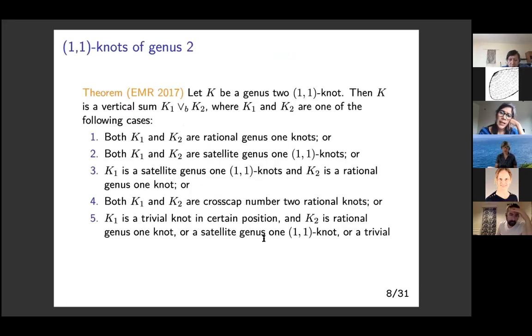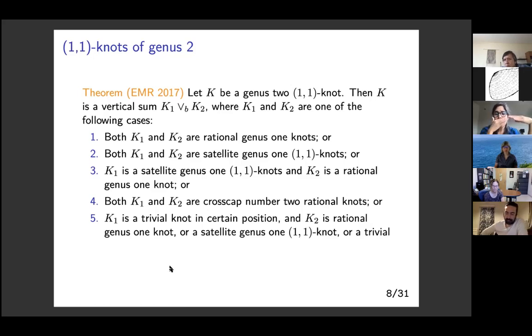In the genus 2 case, we were able to classify such knots into the following types. A genus 2 1-1 knot will be a vertical sum of two rational genus 1 knots, or two satellite genus 1 knots, or maybe one is a satellite genus 1 knot and the other is a rational genus 1 knot, or both can be crosscap number 2 rational knots, or in this other case, one of the 1-1 knots may be a trivial knot in certain position, and the other knot might be a rational genus 1 knot, or a satellite genus 1 knot, or another trivial knot in certain position.